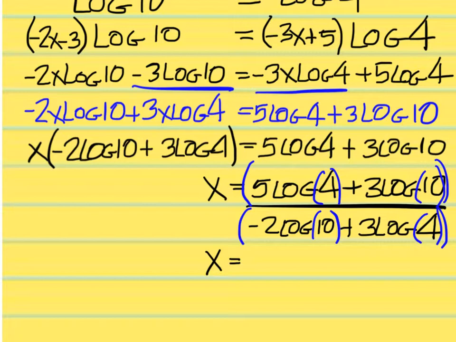So on the top we have 5 log 4 plus 3 log 10. And we're going to divide that by negative 2 log 10 plus 3 log 4.